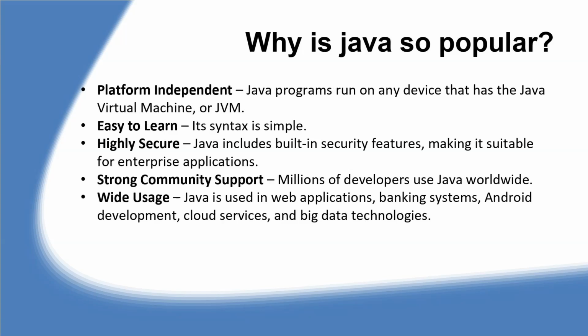So next question is, why is Java so popular? Java is popular for several reasons. First, it is easy to learn compared to many other programming languages. And second, Java is platform independent, allowing the same code to run on multiple operating systems. Third, Java provides strong security features, making it suitable for enterprise applications. Fourth, Java has a large developer community and extensive documentation. And finally, Java is used by many organizations worldwide, creating a high demand for Java developers.